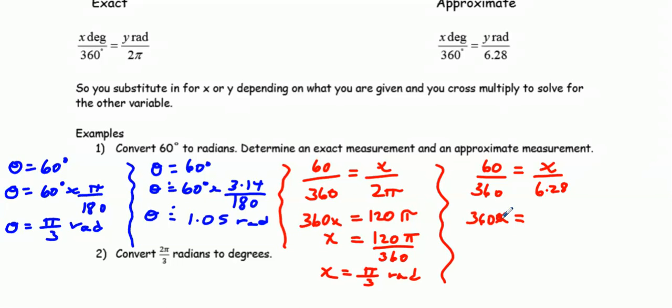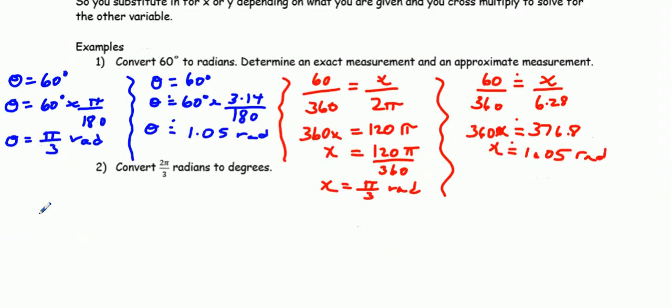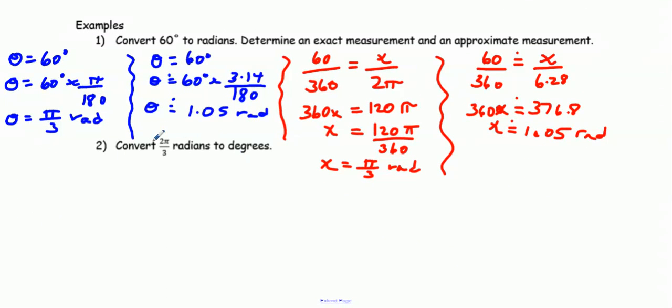60 times 6.28 is 376.8. And so x is equal to that divided by 360, which is again about 1.05 radians. Okay, so you can use either method. I'm never going to tell you which way you have to do it. Either way is fine. So now I want to convert an exact radian measure to a degree measure.